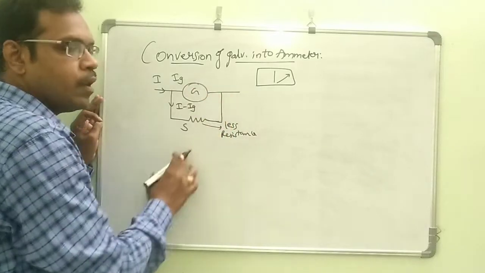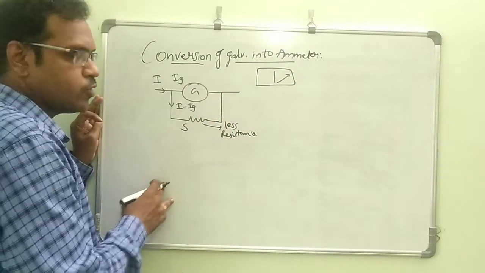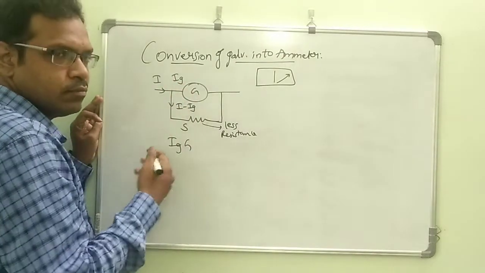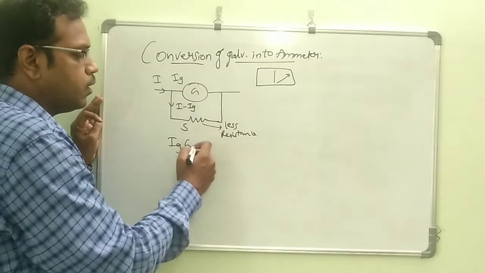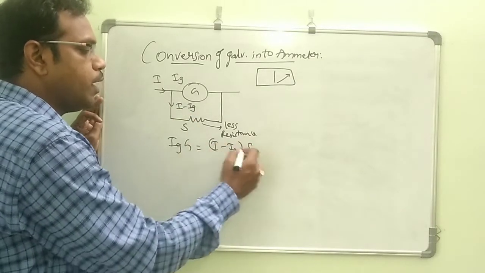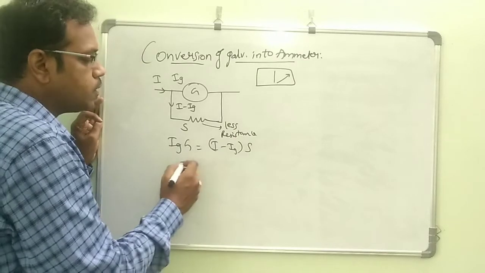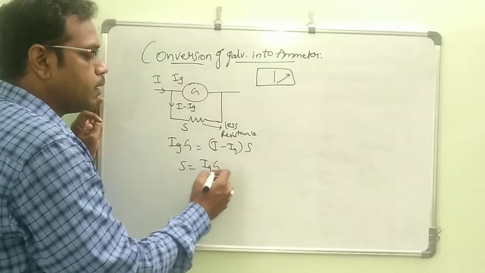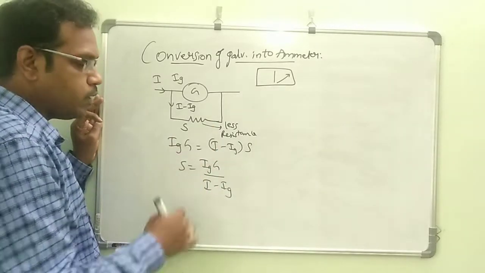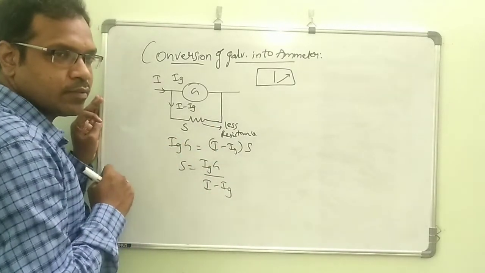When they are connected in parallel, the potential is the same. So IgG, the potential drop, is equal to (I minus Ig) into S. So S is equal to IgG by (I minus Ig). By this formula we can find out the shunt resistance.